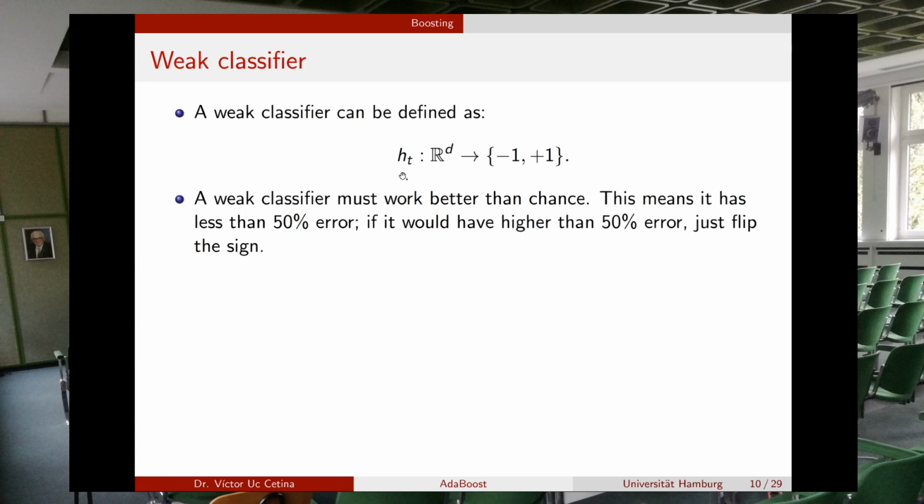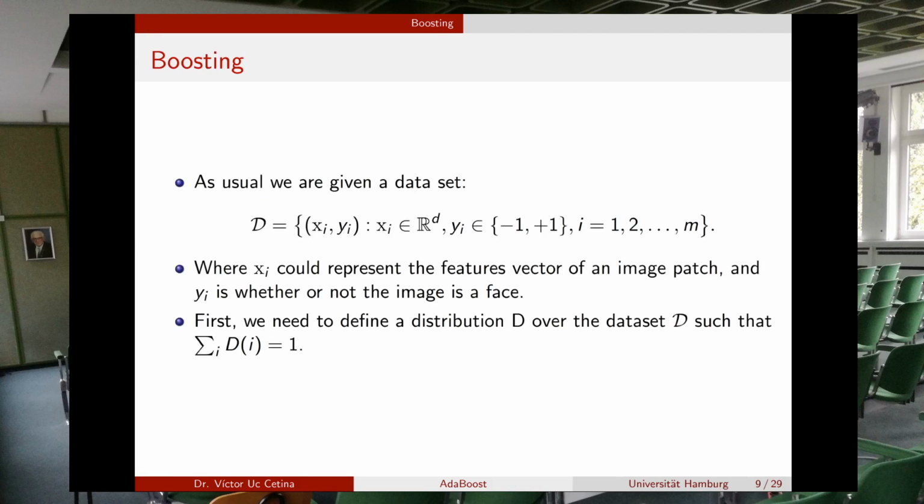They should be easy to compute, because you will need to compute this several times. And the only condition that we are asking is that the error is less than flipping a coin. So this should be less than 50%. So a weak classifier should have error less than 0.5. If it has an error larger than 0.5, we just need to flip the threshold, or here they're saying just flip the sign. Let me go back to the drawing.